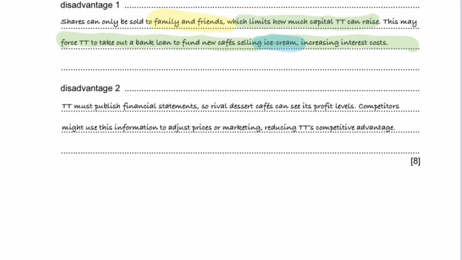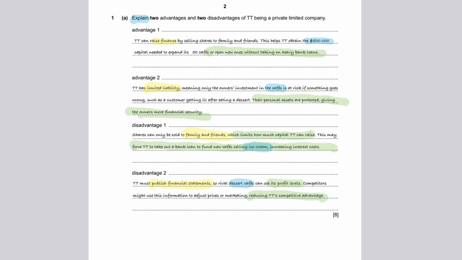And the second disadvantage is that they need to publish financial statements. So rival dessert cafes can see its profit levels, and they can adjust the prices or marketing, reducing its competitive advantage. One mark for saying publish financial statements, and the other mark comes from identifying desserts. And in green, as you can see, is the analysis, which is not awarded, however, required, as the command term here is explain. So if we add up the knowledge and application marks, we can see there's 4 knowledge and 4 application.